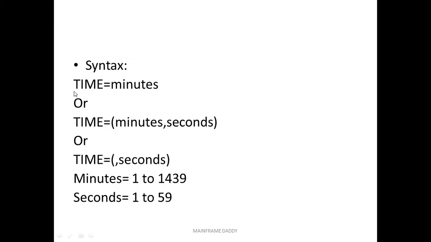Again, here we are discussing the syntax of time parameter. Time equal to minutes, or time equal to minutes comma seconds, or time equal to comma seconds. For minutes, it will take values between 1 to 1439. For seconds, it will take between 1 to 59.